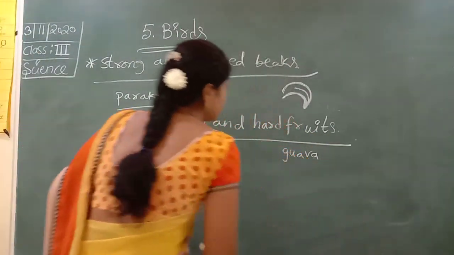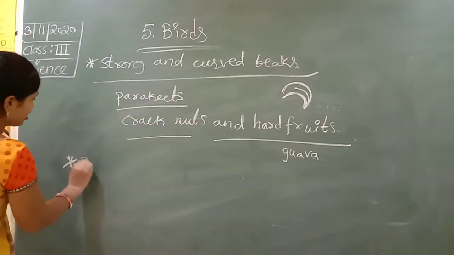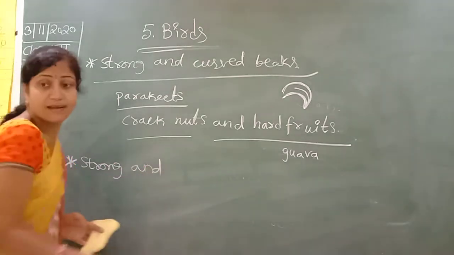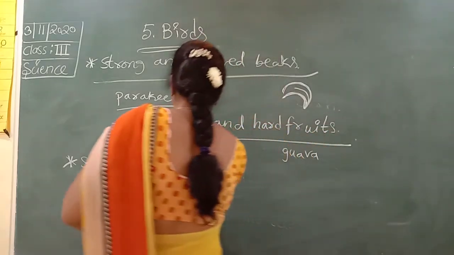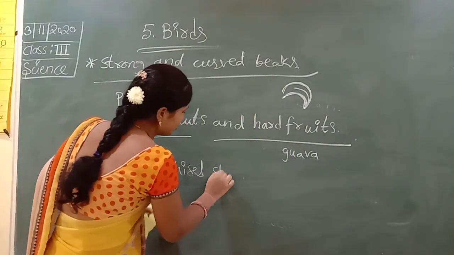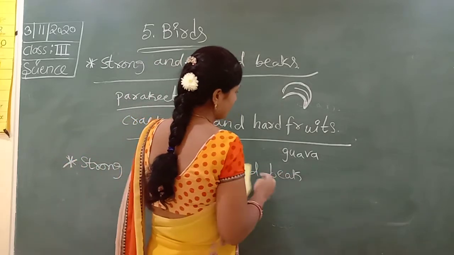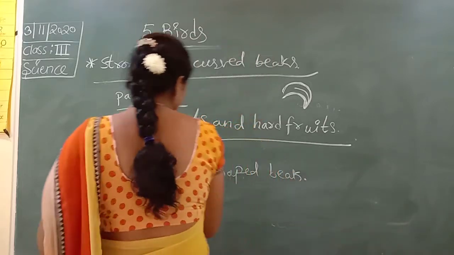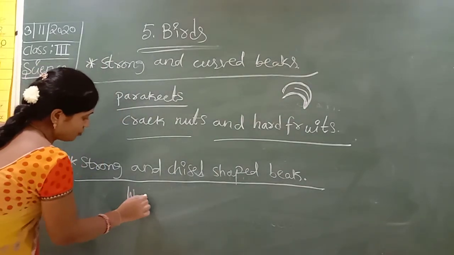Next, strong and chisel shaped beak. Strong and chisel shaped beak. Example, woodpecker. Okay, woodpecker.